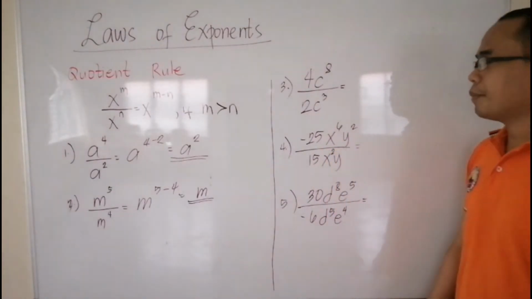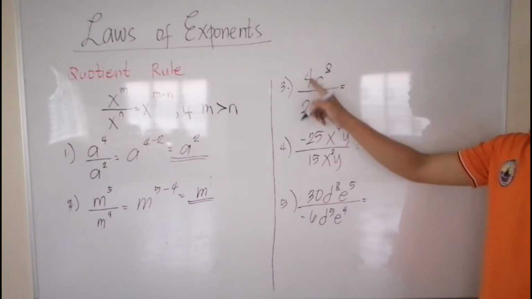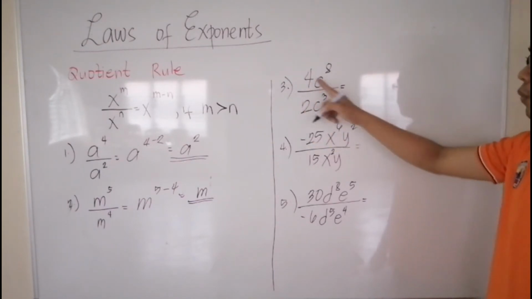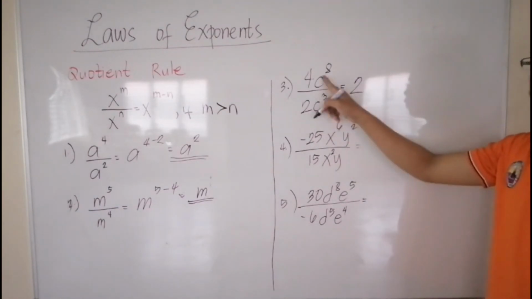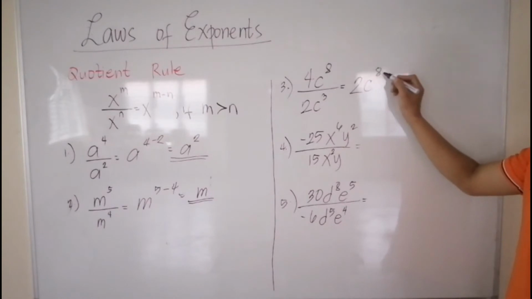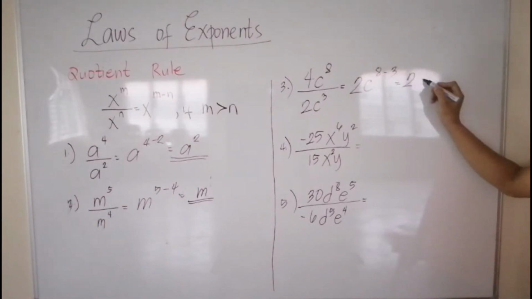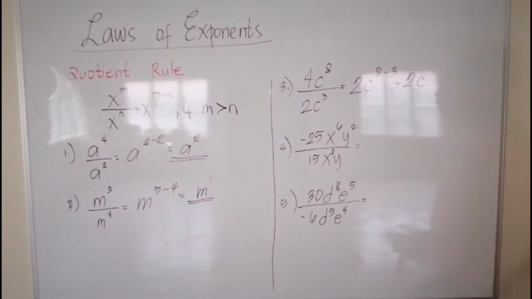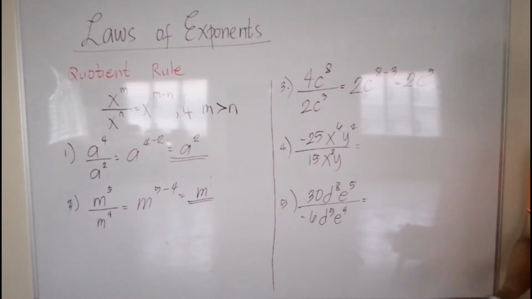Example number 3. So 4 divided by 2. So kung i-divide na natin ito, 4 divided by 2, we have 2. And how about the variable c? Keep the base c, and then 8 minus 3. So 8 minus 3 is 5, raised to 5. Okay, ganun lang pag-solve natin.